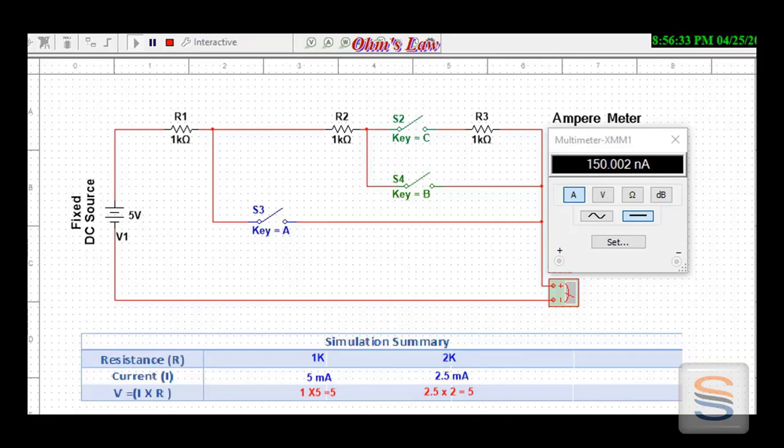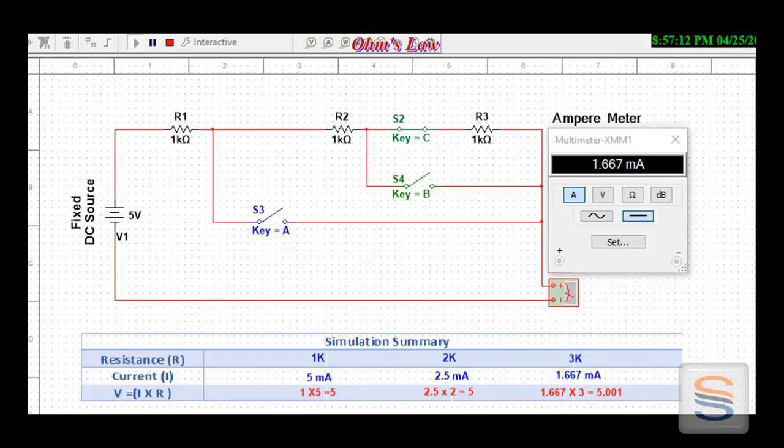And now in the last case we will close switch S2. Now the current will pass through all of these three resistors because the other two switches are open, and the path of current is shown by these red arrows. Now the product of current and the three resistors R1, R2 and R3 is equal to the source voltage.